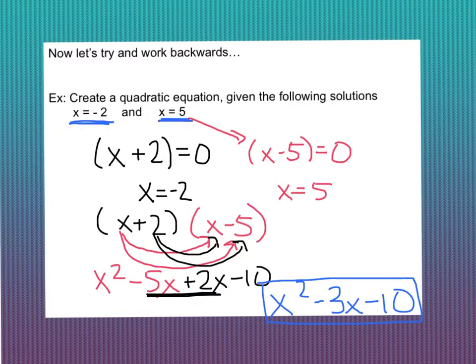Try to make up your own example this way by working backwards, and if you submit it to me in class, I will give you some extra credit points.